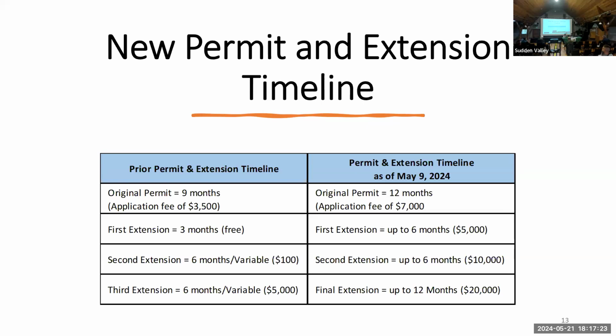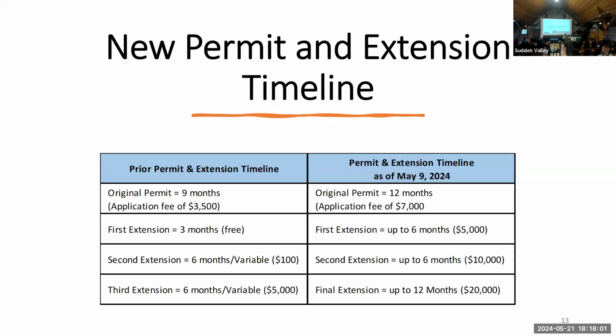The first extension started in month 10 and took you out to 12 months. It was a 3-month free extension so that for the $3,500 permit fee or application fee, you got 12 months to build the house. After that, there was a second extension that could be 6 months or could be set to match your Whatcom County permit. So it could be less than 6 months or could be a little more than 6 months. And that second extension cost $100, but you had to remember to apply for it.